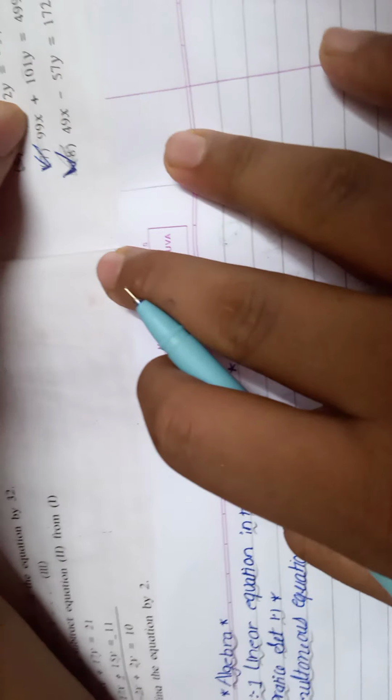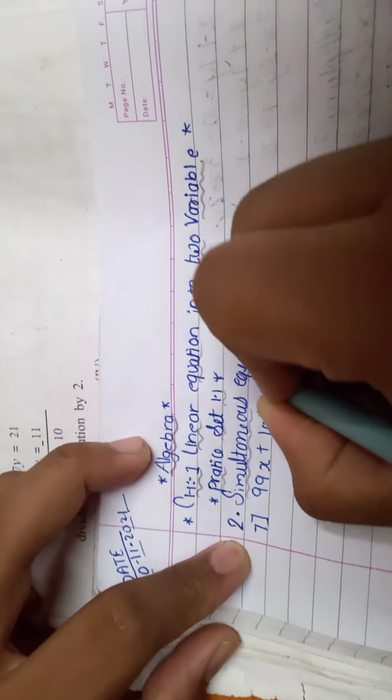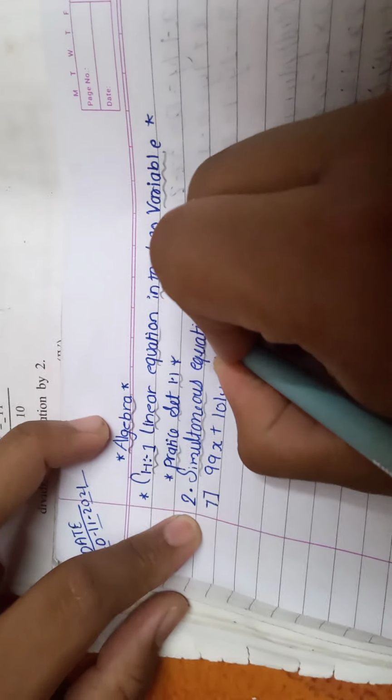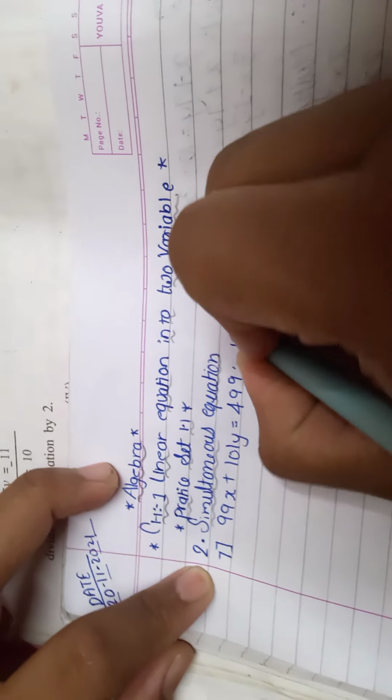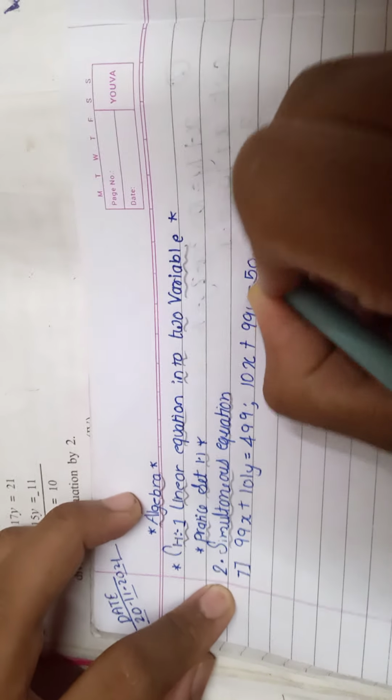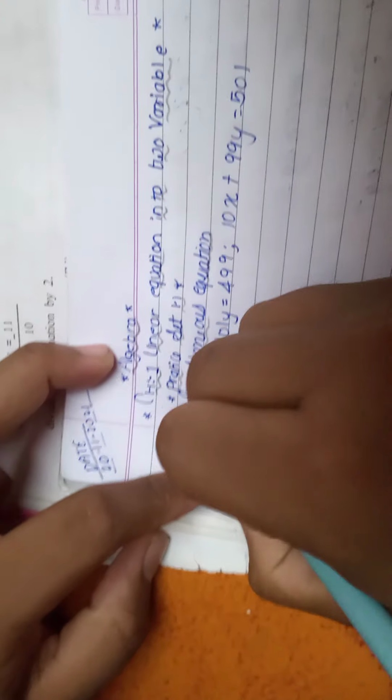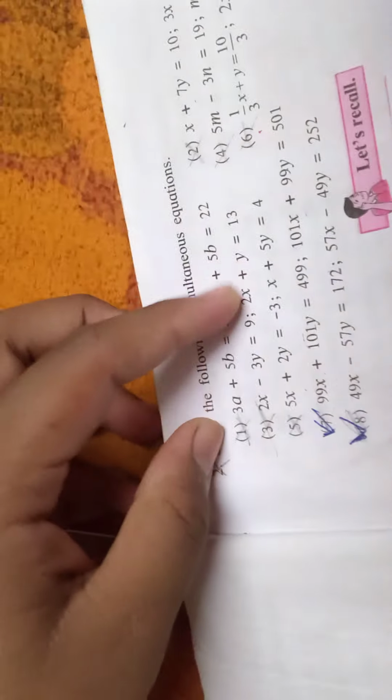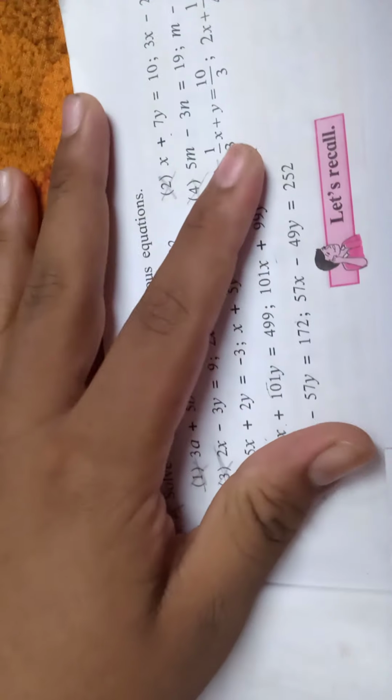So start. Guys, I have written it all, so let us see our 7th sum. First of all I will write the 7th sum. The 7th sum is 99x + 101y = 499, 101x + 99y = 501. So guys, who have done a few of these sums will know how to do it.